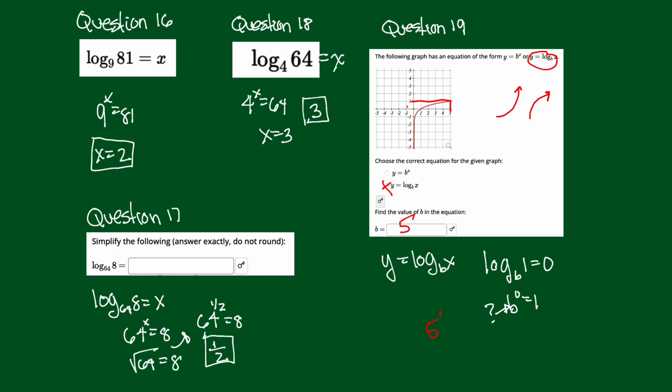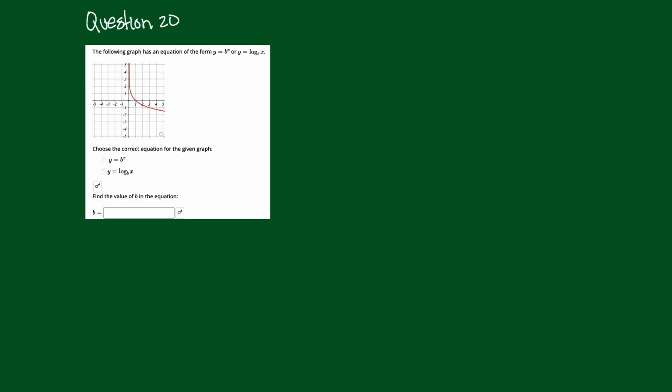Because 5 to the 0 is equal to 1, and this would say, convert it back, logarithms are exponents. The exponent is 0. That's equal to the logarithm. There's the base of 1. And sure enough, if I look at the graph, question 20, which one of these functions, exponential or logarithm, is this graph? Well, I'm going to claim it is the log function.